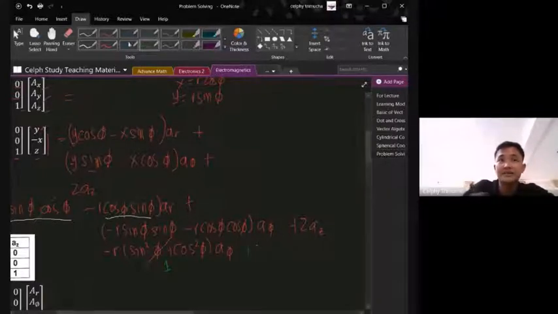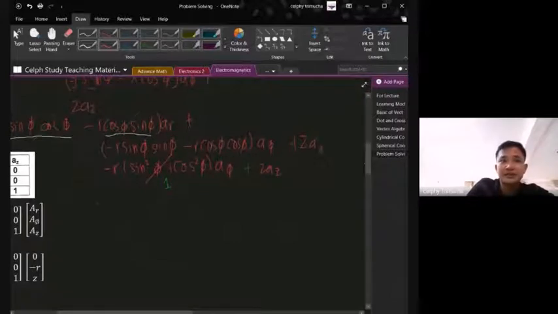Plus capital lang ang z az. So ang mabilin na lang gali sa aton nga solution, sa aton nga answer will be, so wala na tayo nabilin sa babaw kaya nag-multiply ka by 0. So ang mabilin na lang is this 1, negative r a phi, plus ang aton nga z a z.